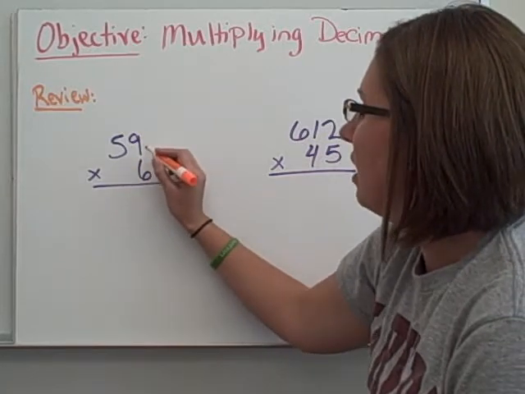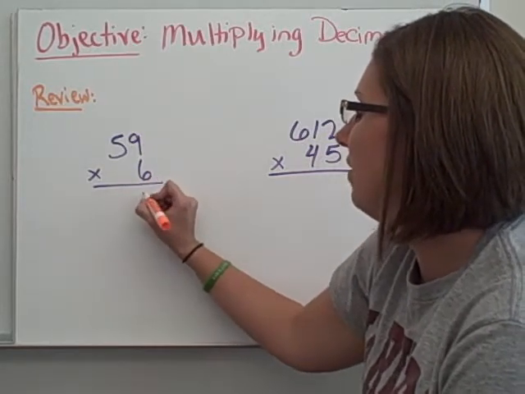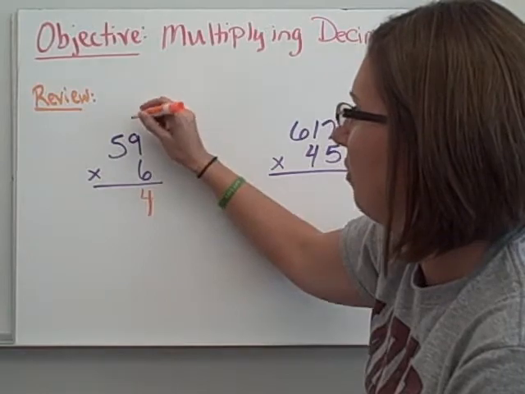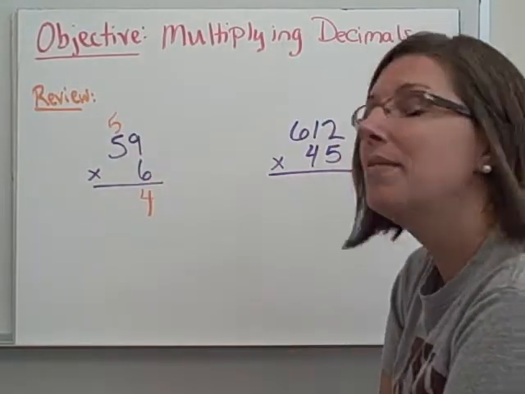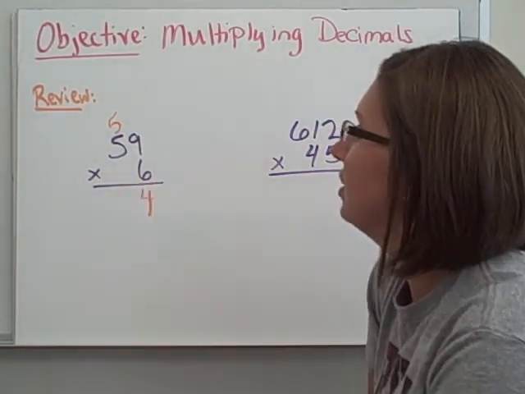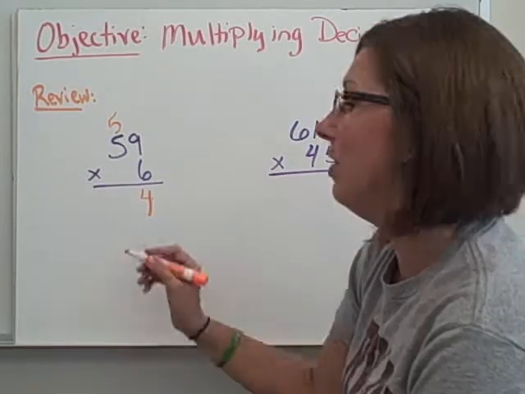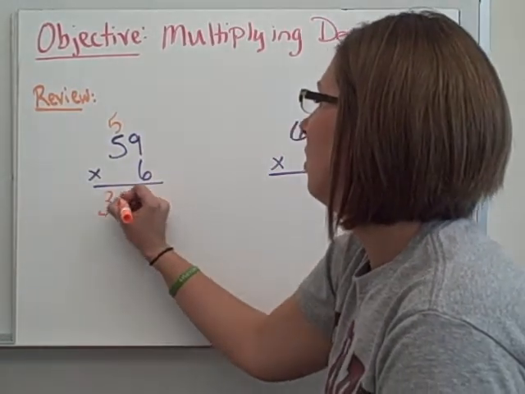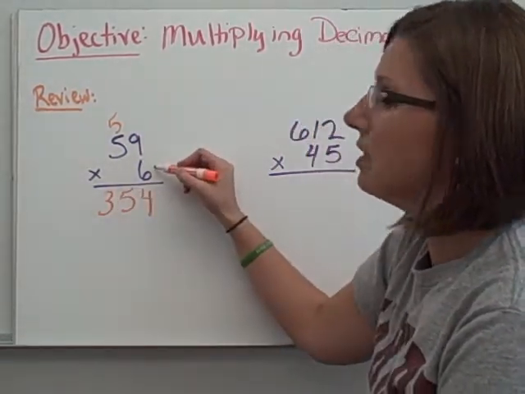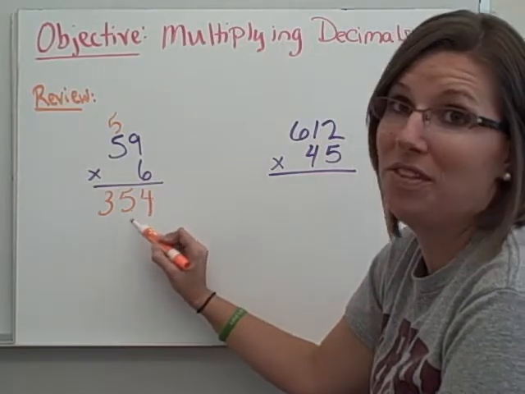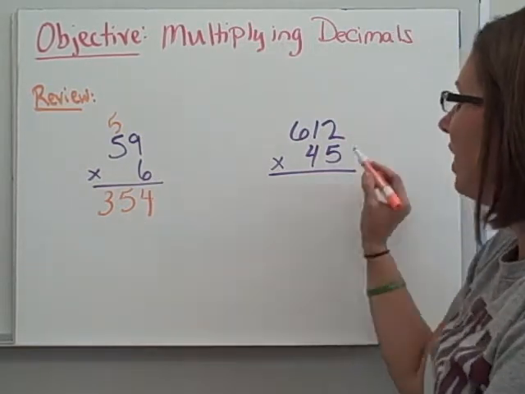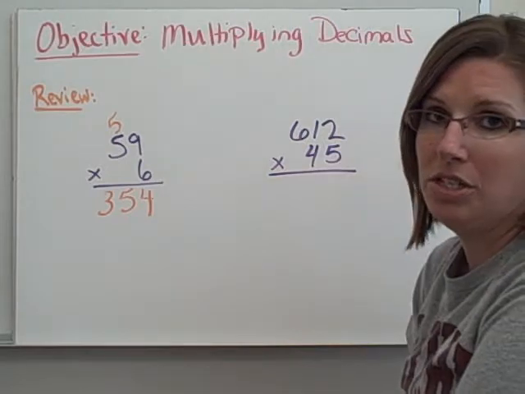So we have 6 times 9, which is 54, so I report my 4, carry my 5. 6 times 5 is 30, plus 5 is 35. So 59 times 6 is 354. Over here we've got a 3-digit number times a 2-digit number.